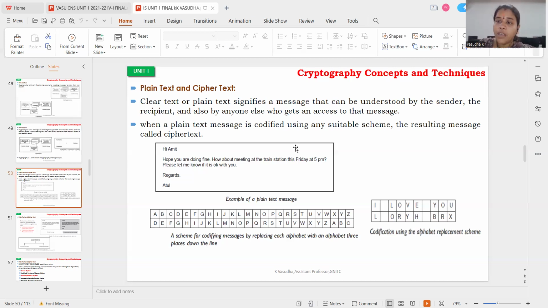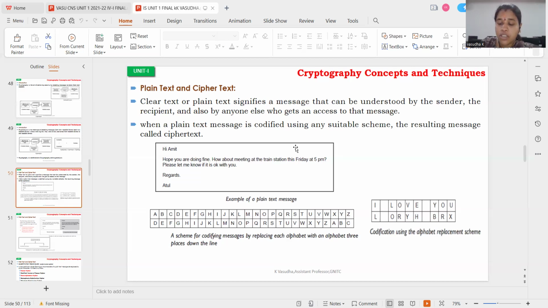That can be done by using cryptography concepts. The process of conversion of plain text to ciphertext is cryptography, and the process of conversion of ciphertext to plain text is cryptanalysis. The combination of both of these will be called cryptology.